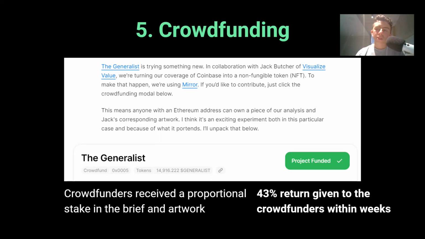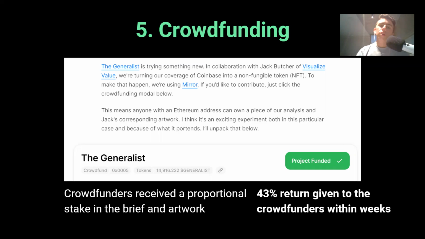Then there was a 43% return given to the crowdfunders within weeks. They obviously used it to fund the project, because they got to develop it, sell it and distribute it. And then people were actually able to get a return in weeks.